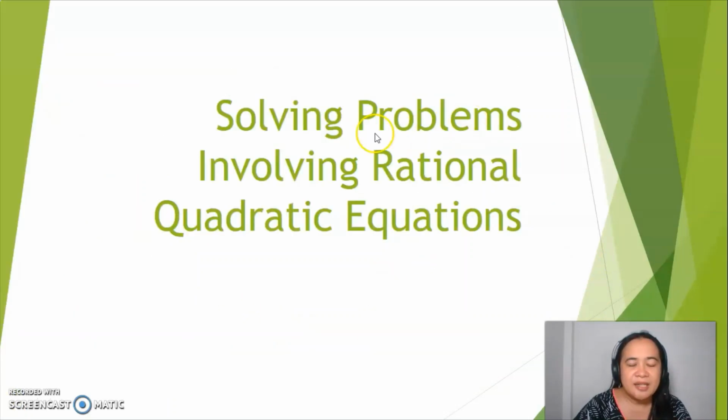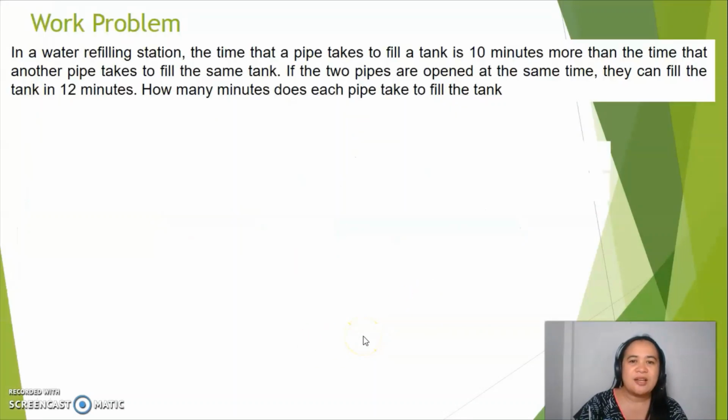Now, the succeeding problems involve rational quadratic equations. So let's start. Work problem. In a water refilling station, the time that a pipe takes to fill a tank is 10 minutes more than the time that another pipe takes to fill the same tank. If the two pipes are opened at the same time, they can fill the tank in 12 minutes. So how many minutes does each pipe take to fill the tank?